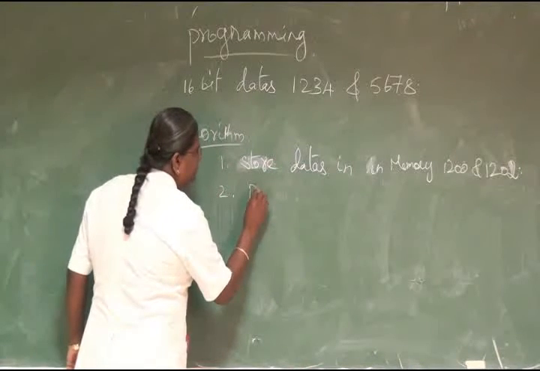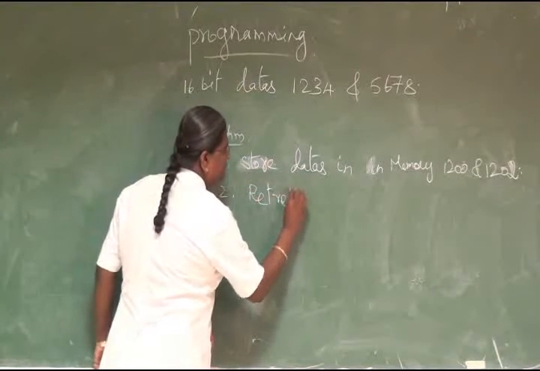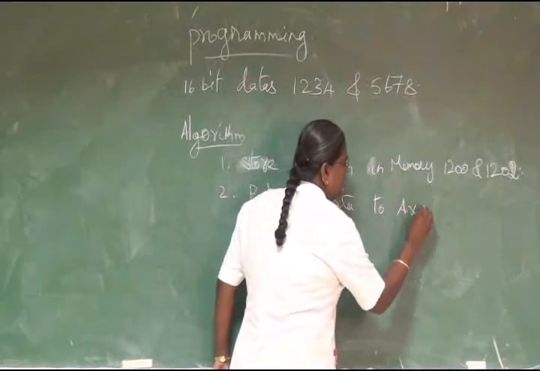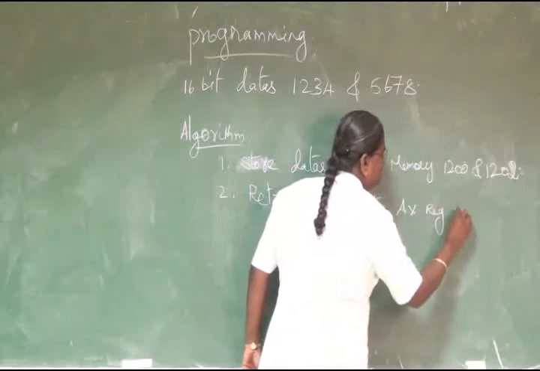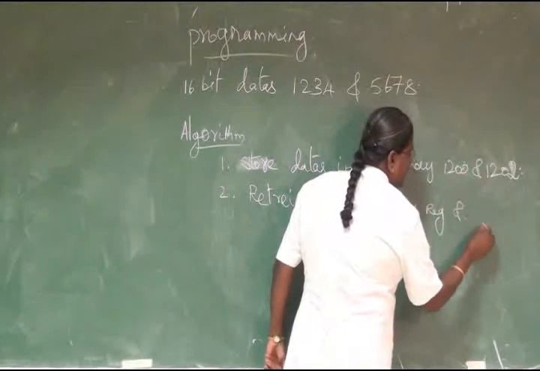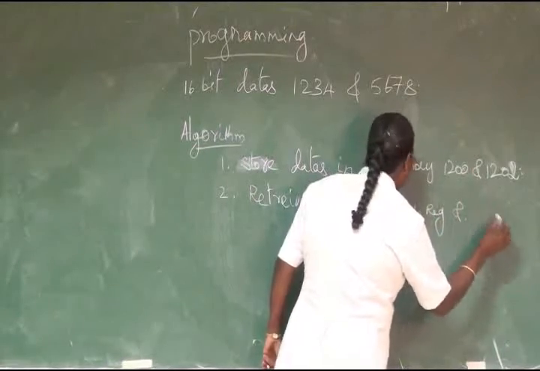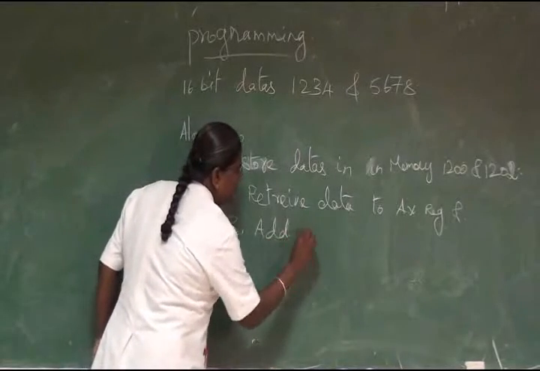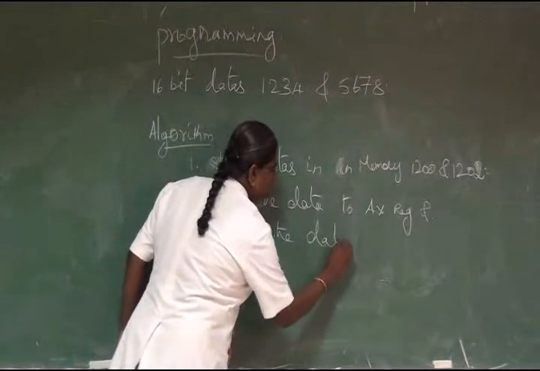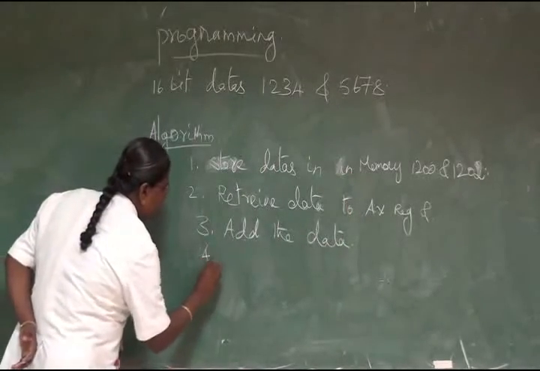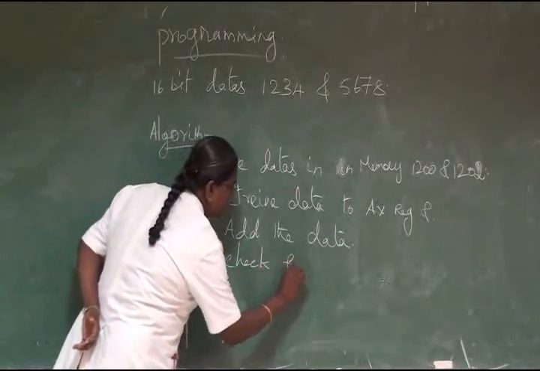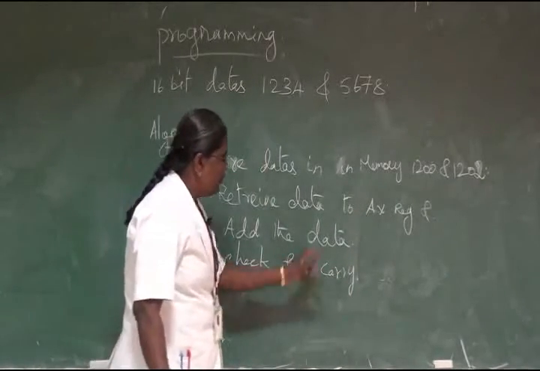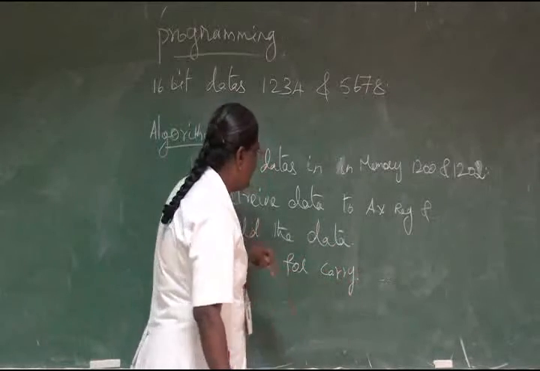Then retrieve the data to the AX register, and another data directly added from the memory. Third one is add the data. Then we have to check for carry. If carry rises, we have to store the carry also, otherwise store the result.